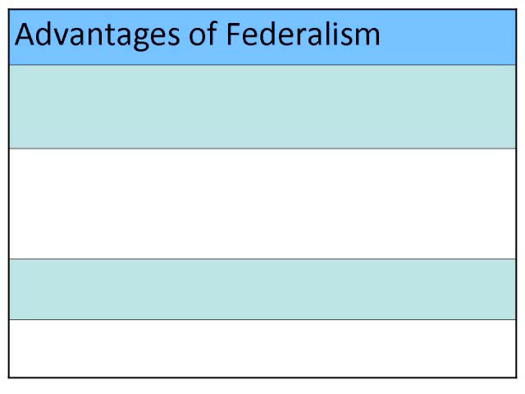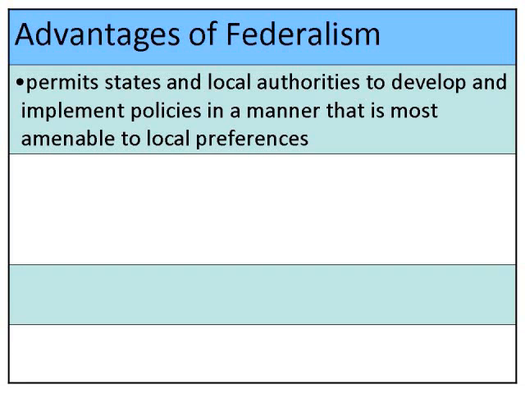Political scientists have identified 4 important advantages of federalism as it is developed in the United States. First, it is frequently argued that federalism keeps government closer to the people. It permits states and local authorities to develop and implement policies in a manner that is most amenable to local preferences. We find, therefore, that significant differences exist among the states in terms of the kinds of policies that affect people in their everyday lives.